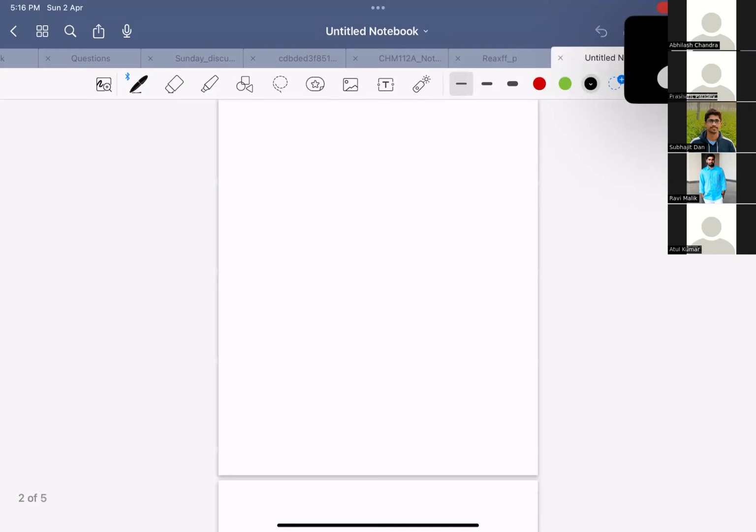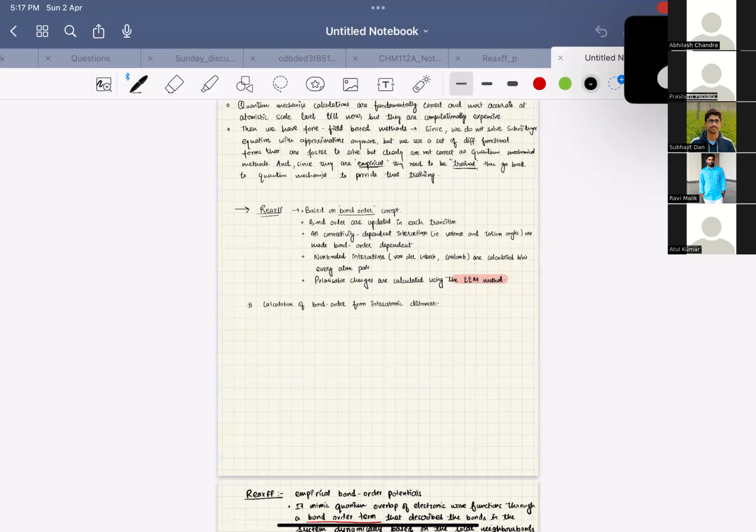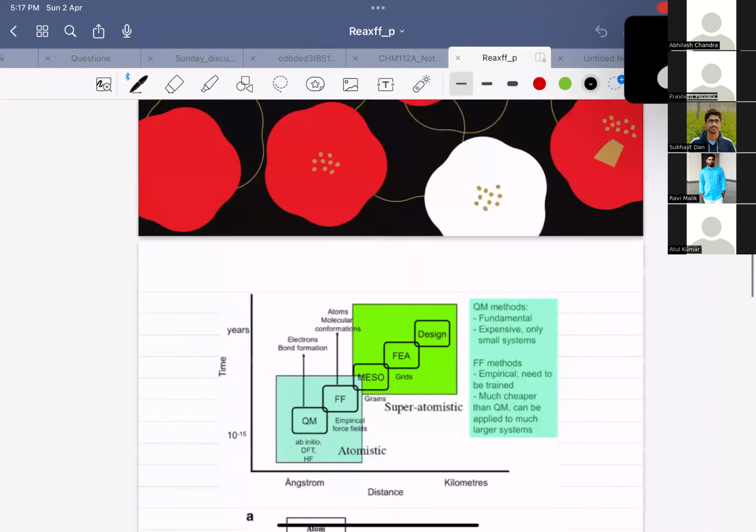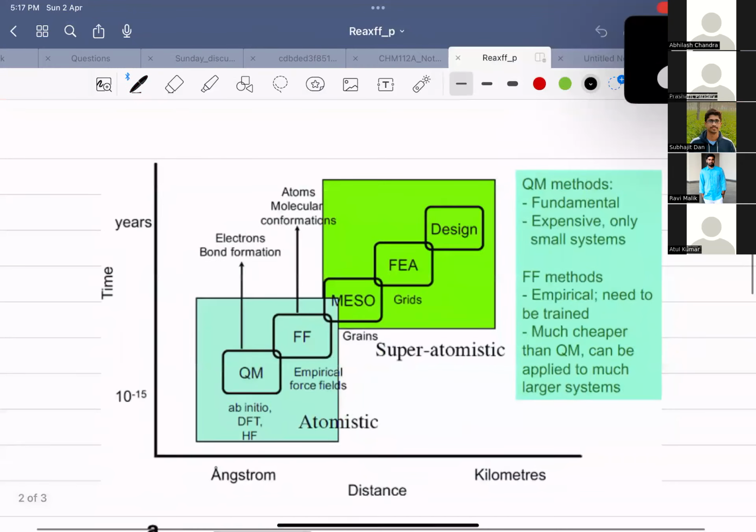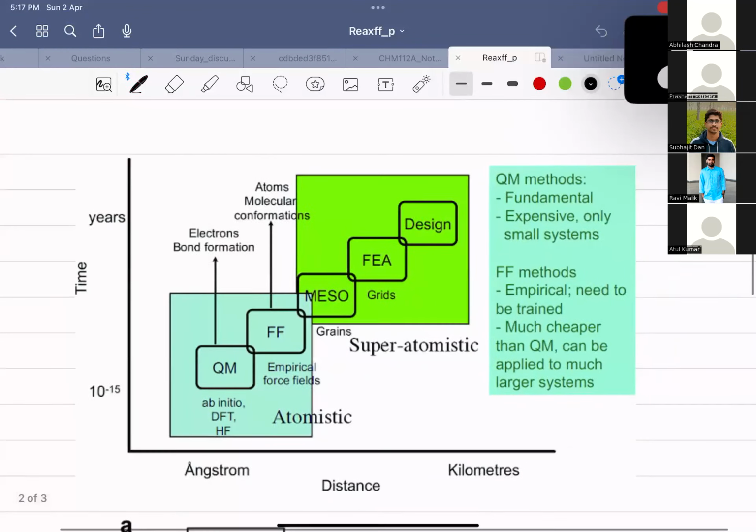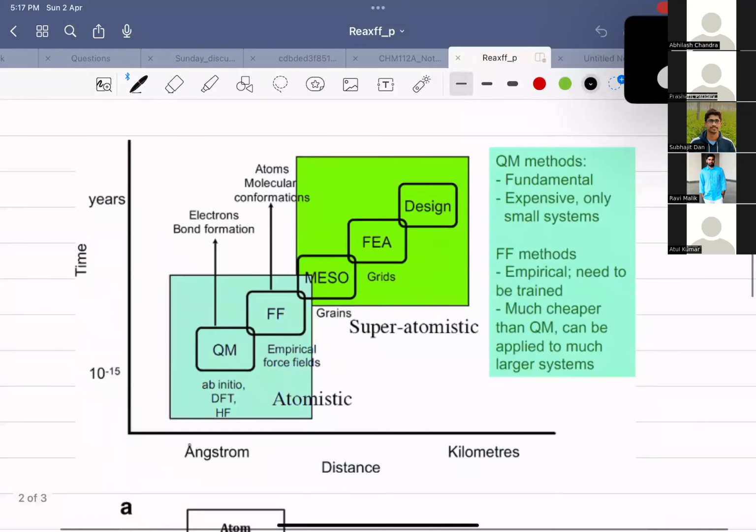Like I can show you one. Is it visible? Yes. Okay. So as you can see, we have the quantum mechanical method, the ab initio DFT or Hartree-Fock method. It includes all the electrons and bond formation, but it can be applied only to small systems. It is quite expensive also.